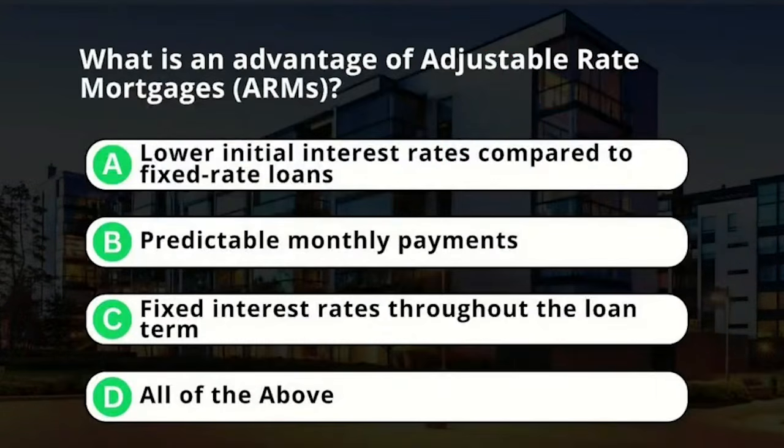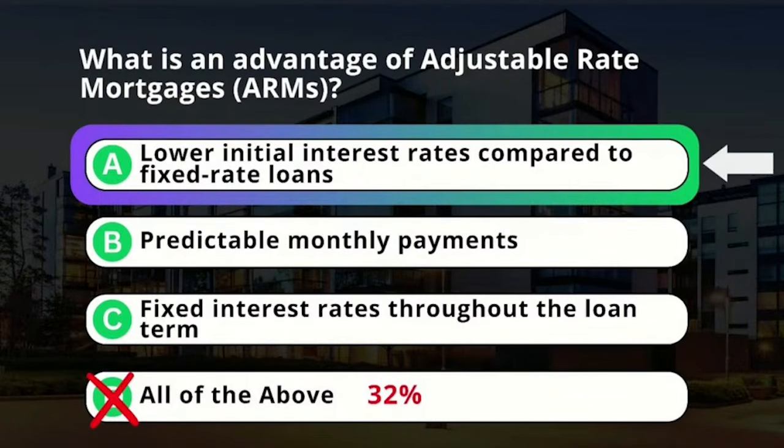The next question, what is an advantage of adjustable rate mortgages or ARMs? Letter A, lower initial interest rate compared to fixed rate loans. Letter B, predictable monthly payments. Letter C, fixed interest rates throughout the loan term. Letter D, all of the above. And the answer is letter A, lower initial interest rates compared to fixed rate loans.